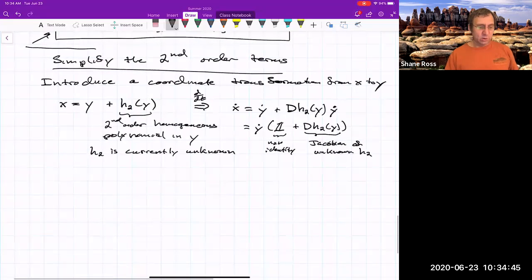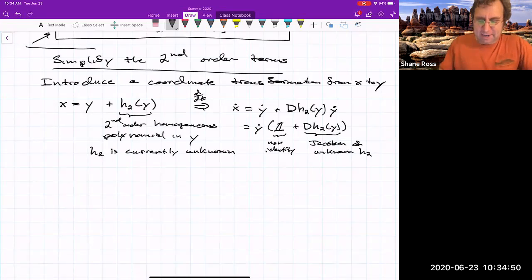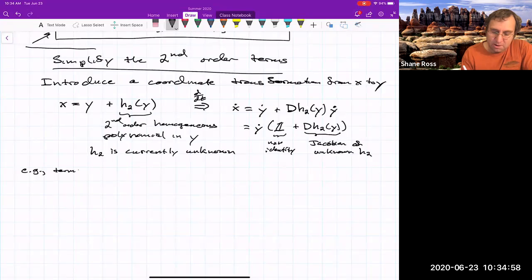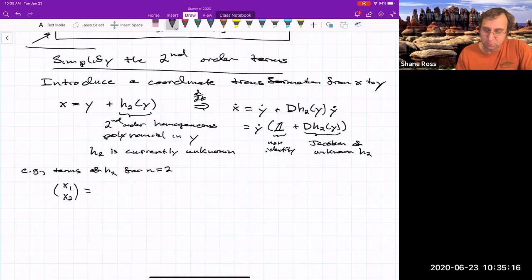So you might be wondering what kind of thing is h2, or what do we mean by second order homogeneous polynomials? So I'll just give you an example of terms of h2 for the case of a two-dimensional vector field. So x1, x2, I'm just writing out this equation up here, but writing out all of the terms.